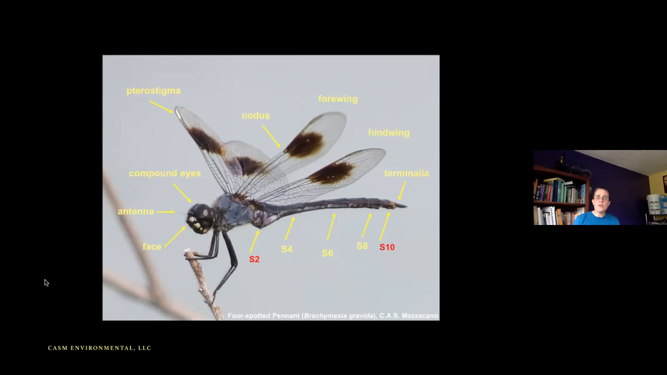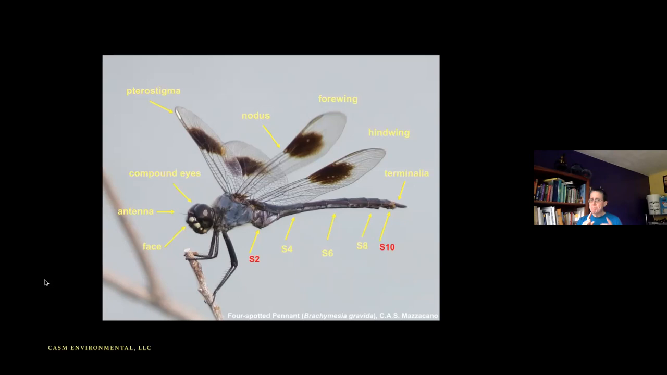And then we get to the abdomen. So I didn't label every single one of the 10 abdominal segments. And these are oftentimes abbreviated as S1, 2, 3, 4, 5, 6, 7, 8, 9, 10. S is for segment, right? So it's the abdominal segment. And I have two of them highlighted there in red.